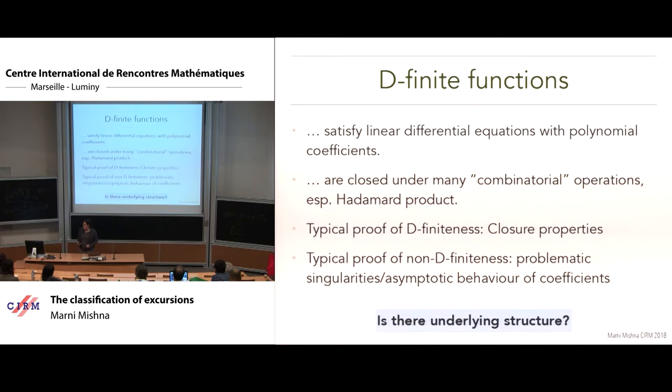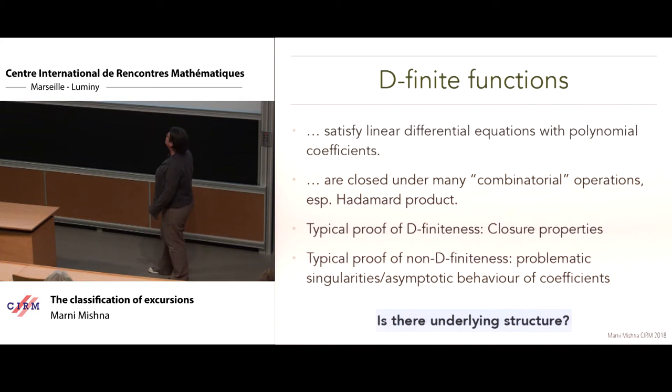Okay, so our favorite functions, the ones that I've been looking at for a long time now, are the D-finite functions, which we've seen several times now. They satisfy linear differential equations with polynomial coefficients. They're closed under many combinatorial operations, especially Hadamard product. Murray gave a loose sketch of why that non-obvious fact might be true. And it seems to be really at the heart of the very interesting combinatorial classes that have D-finite generating functions.